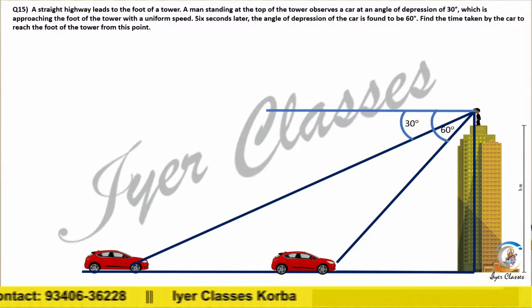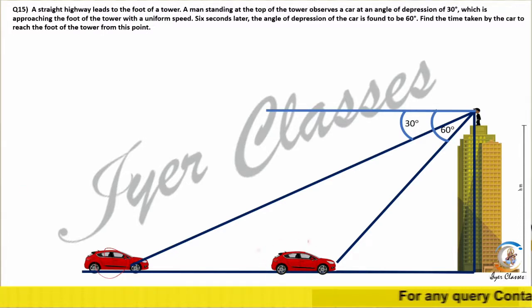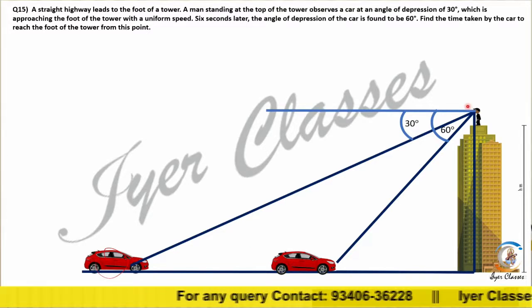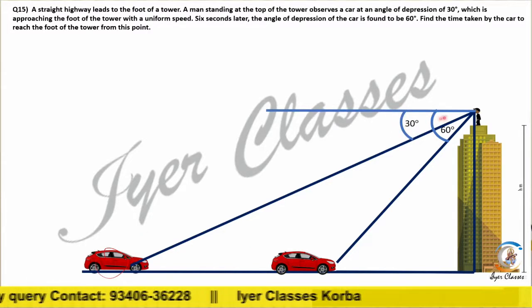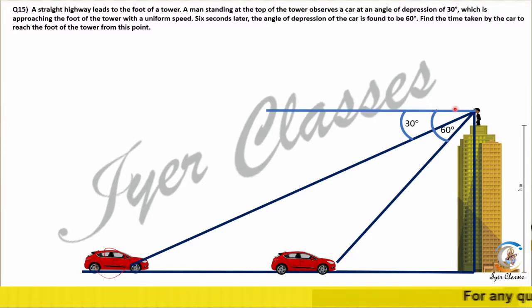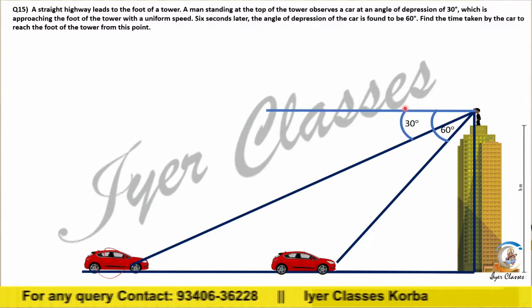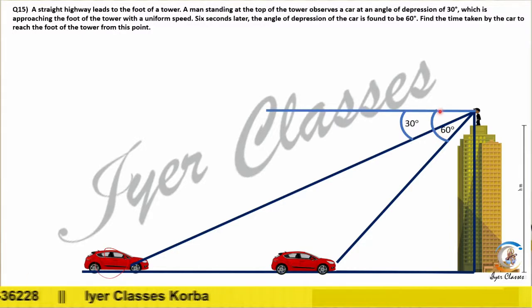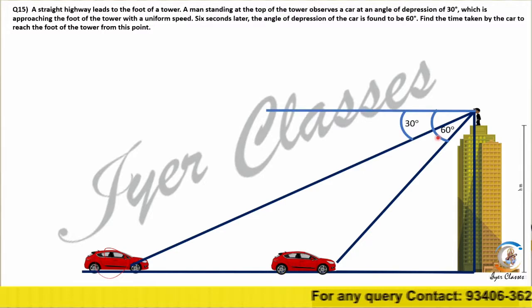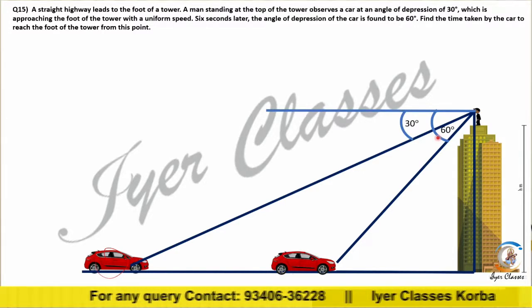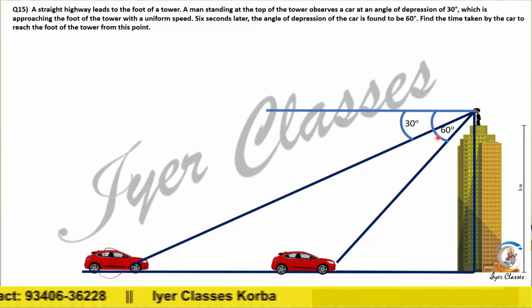See, you have got the car's first position here and the car's second position here. When he sees the first position, he sees the angle of depression as 30 degrees. Now see, any angle of elevation or angle of depression has always to be taken from the horizon, right? So this is the angle of depression. In the second case, that is 6 seconds later, the angle of depression has changed to 60 degrees, okay? Now, using these two data, we are supposed to find out the time taken by the car to reach from this point to the foot of the tower. Okay, so let's do it.